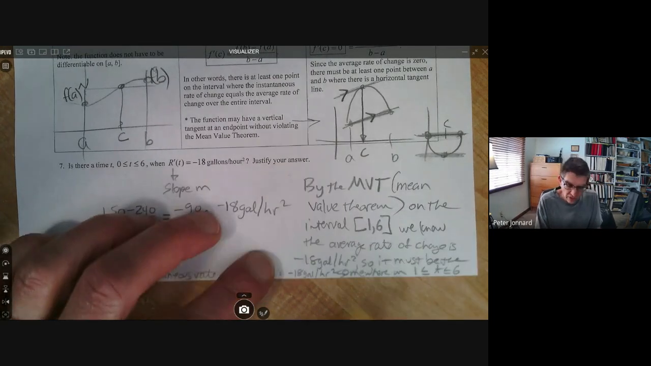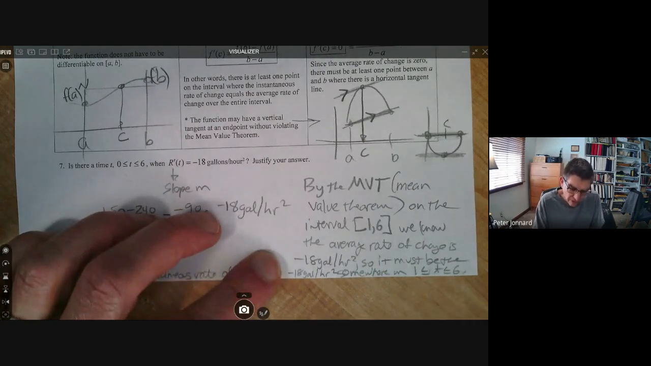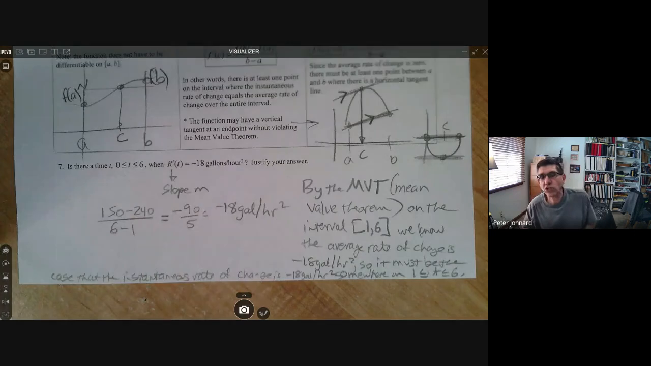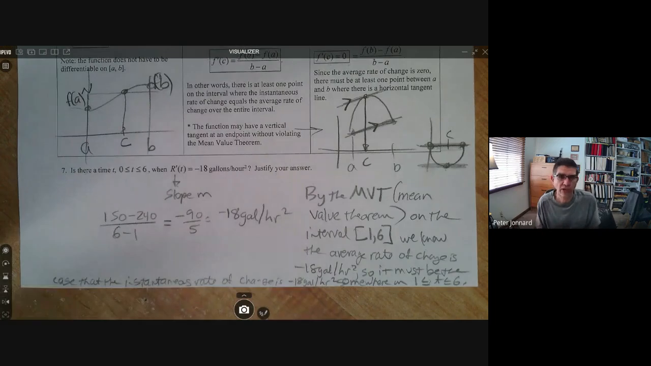And you can use either form, either this or this form. They don't care which way you do it. So make sure you state the theorem, make sure you state the interval on which you're looking, and state the value of the rate of change, and that will get you all of your points on that one.